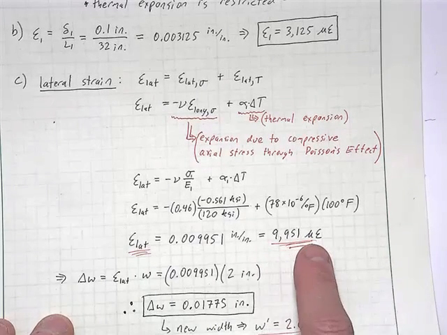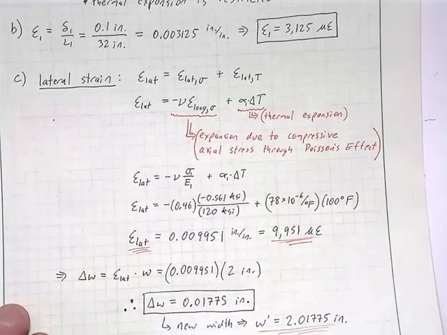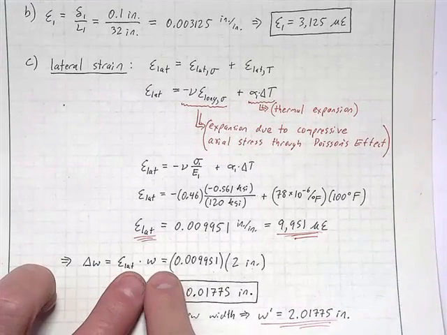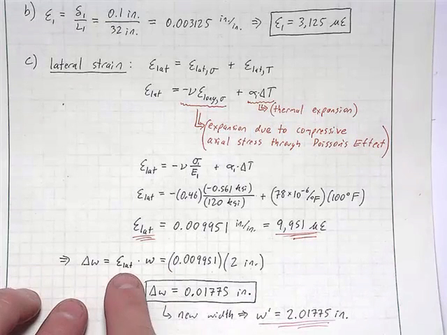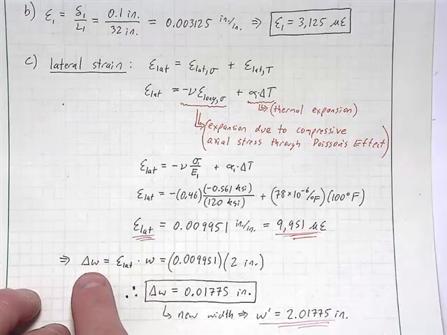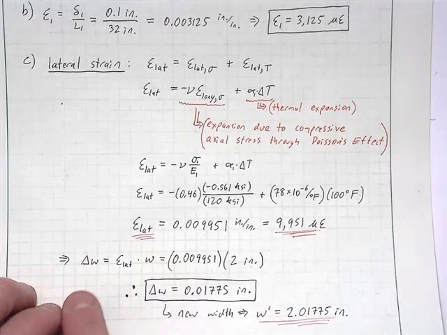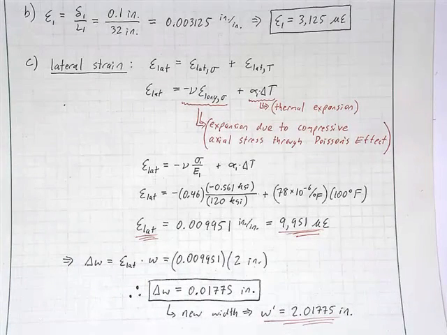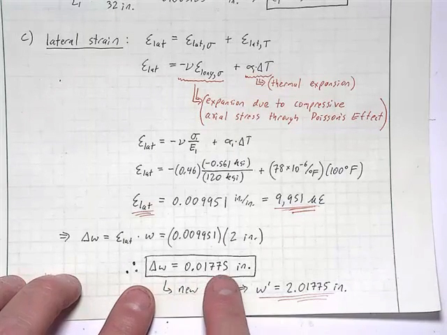almost 10,000 microstrain. So it's again a really, really large strain compared to what we're used to. But then to get the actual change in width, we just take the strain multiplied by the original width. Okay, and that's because strain is defined to be the change in some length over the original length. So in the lateral direction, that's going to be the change in width over its original width. Solve for the change in width by multiplying through by the original width, and we find that the change in width is just 0.01775 inches.